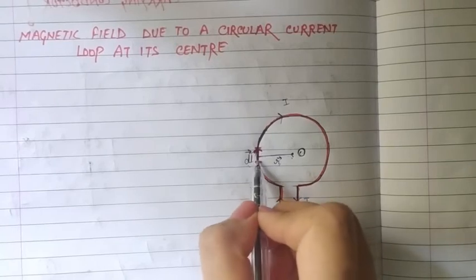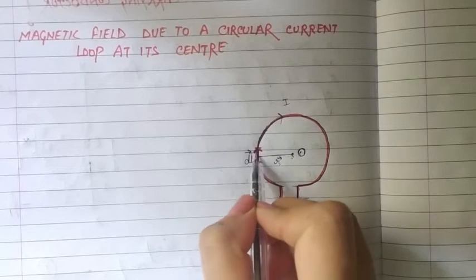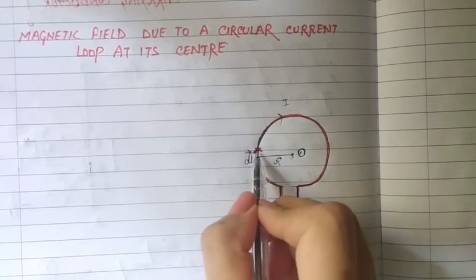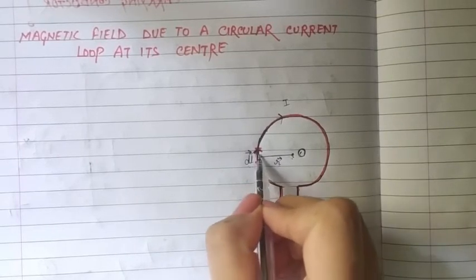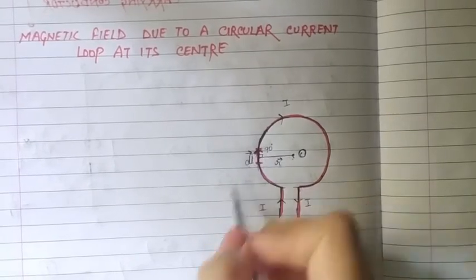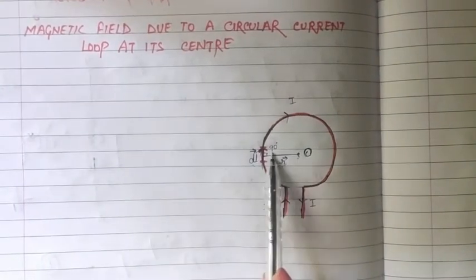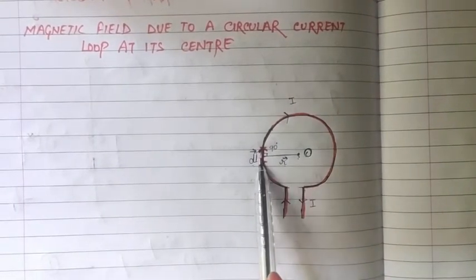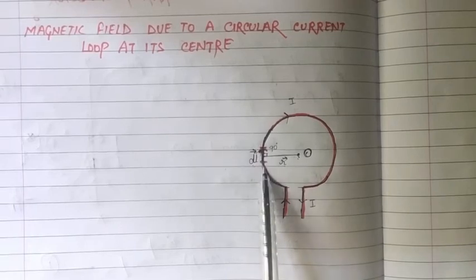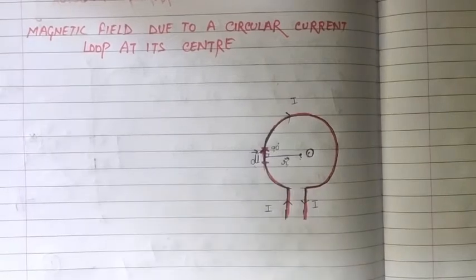Also this current element is directed along the tangent of the loop. So the angle between this current element and the radius r vector is 90 degrees, because a tangent makes an angle of 90 degrees with the radius. So this position vector is along the radius and this current element is along the tangent at the loop. So the angle between them will be 90 degrees.